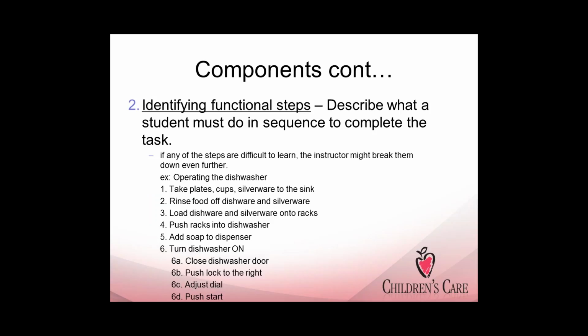Example, operating the dishwasher. Step 1, take plates, cups, silverware to the sink. Step 2, rinse food off dishware and silverware. Step 3, load dishware and silverware onto racks. Step 4, push racks into dishwasher. Step 5, add soap to dispenser. Step 6, turn dishwasher on. 6A, close dishwasher door. 6B, push lock to the right. 6C, adjust dial. 6D, push start.